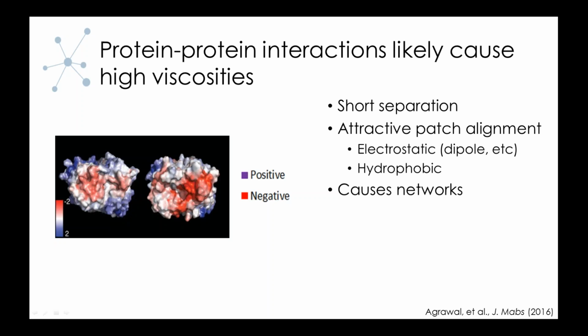The electrostatic force comes from attraction of oppositely charged patches on the surface. As seen in this picture on the left, some of these antibodies have some negatively and some positively charged regions. So when these come near each other, these opposite patches can align, causing a strong attraction. Similarly, hydrophobic surfaces can do the same thing. And this can cause the proteins to oligomerize or form networks, which can greatly restrict flow and therefore increase viscosity.